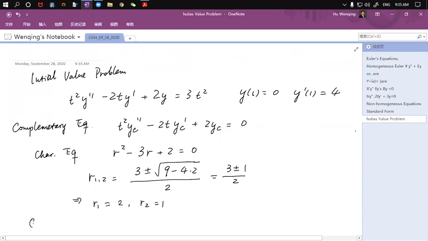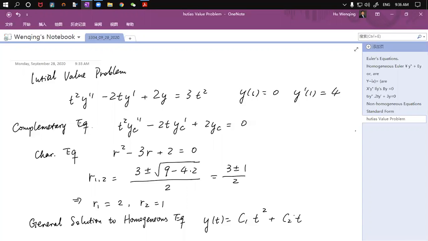So the general solution to the homogeneous equation is y of t equal to C1 t to the power of 2 plus C2 t to the power of 1. Is that good, family? So that's going to be your general solution to this homogeneous equation, x to the power of r.